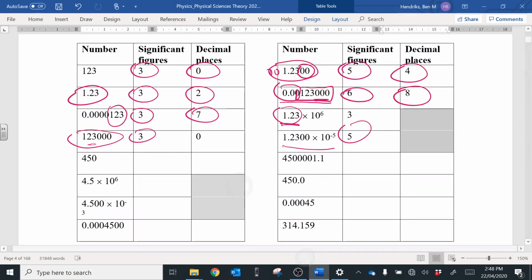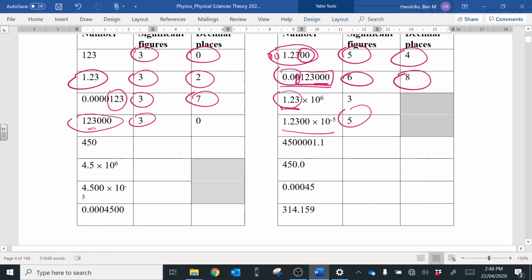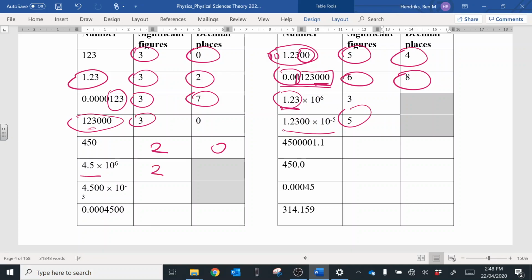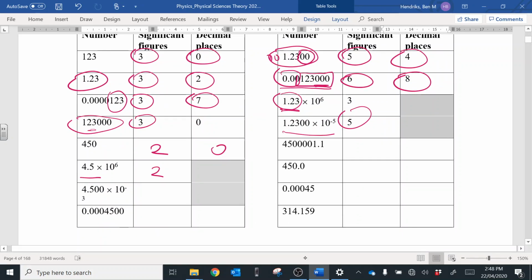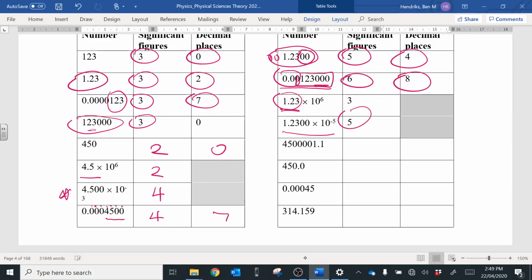Alright, let's just go through the rest then. We've got 450, so we've got 2 significant figures and 0 decimal places. 4.5 times 10 to the 6 is 2 significant figures, and this formatting is a bit annoying, but we've got 4.500, so we've actually got 4 significant figures. Here again, after our first number, we've got 2 zeros, so we've got 4 significant figures, and there is 1, 2, 3, 4, 5, 6, 7 decimal places.